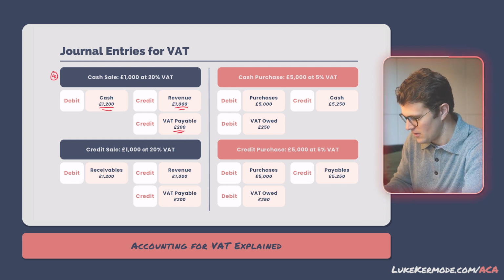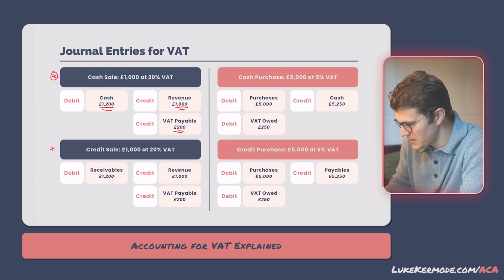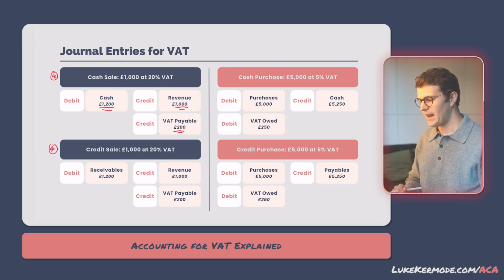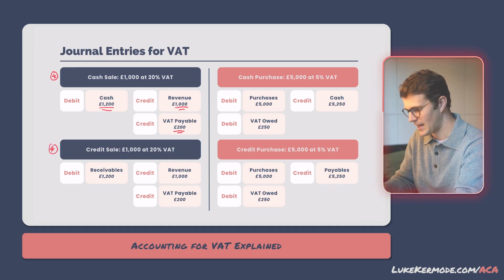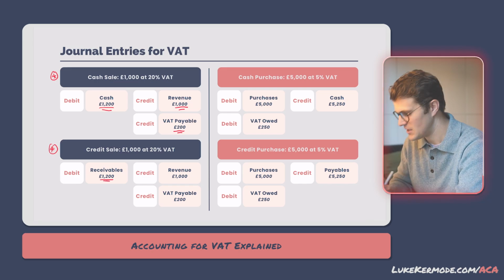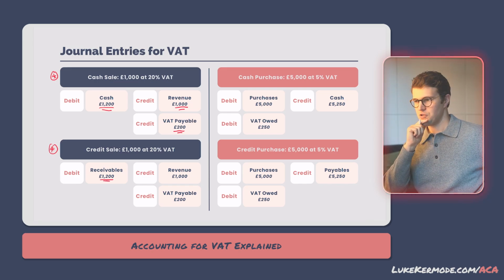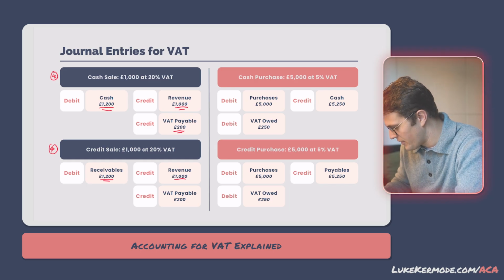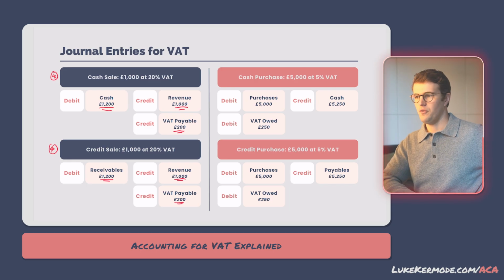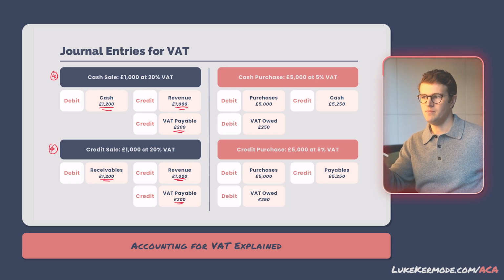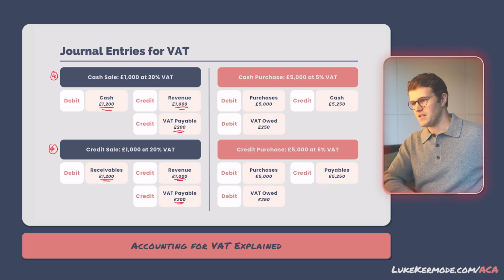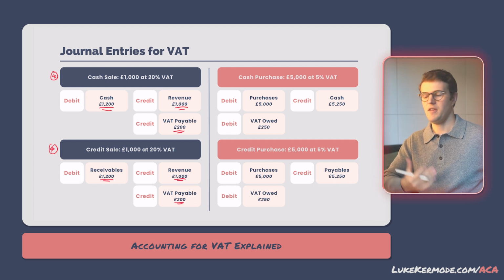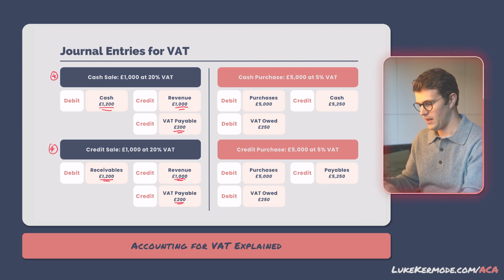Next, let's look at a credit sale for exactly the same amount. So the mechanics are pretty identical here, but instead of receiving cash, the business debits receivables by £1,200. We credit 1,000 again, and we also credit VAT payable of £200. So the structure is exactly the same. We're just reflecting different timings of cash flow. If it's a cash sale, we debit cash. If it's a credit sale, we debit receivables.